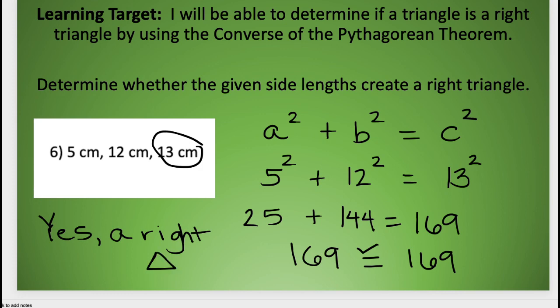I hope these 6 examples in this lesson have given you a stronger understanding of the converse of the Pythagorean theorem and how to determine whether a triangle is a right triangle or not.